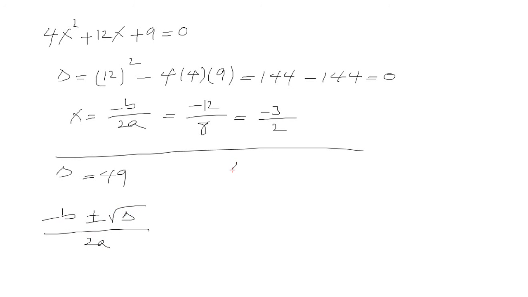And if delta is 0, like in the second example, then we have only one. The formula becomes negative b over 2a. That means we have only one rational solution.